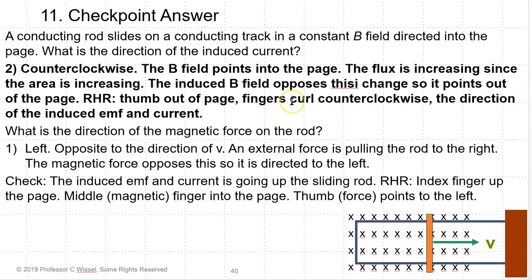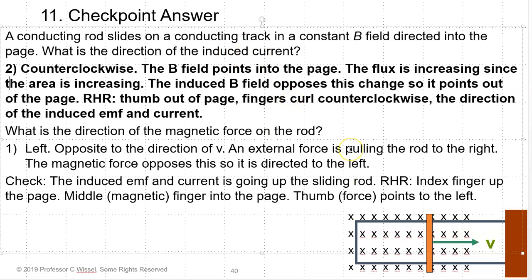The magnetic field points into the page. The flux is increasing since the area is increasing. The induced magnetic field opposes this change, so it points out of the page. Right-hand rule: thumb out of the page, fingers curl counterclockwise, which is the same direction as the induced EMF and the current. So what is the direction of the magnetic force on the rod? It's to the left, opposite the direction of v. An external force is pulling the rod to the right. The magnetic force opposes this, so it's directed to the left.